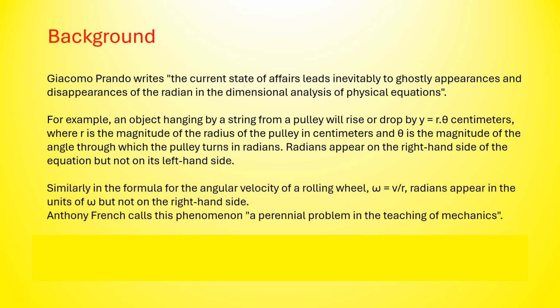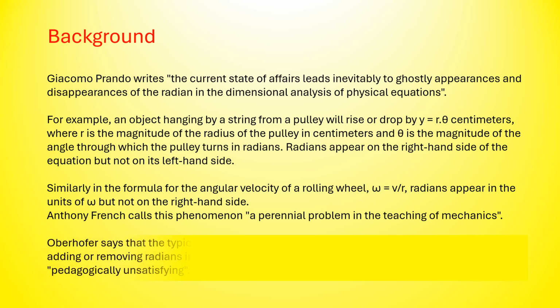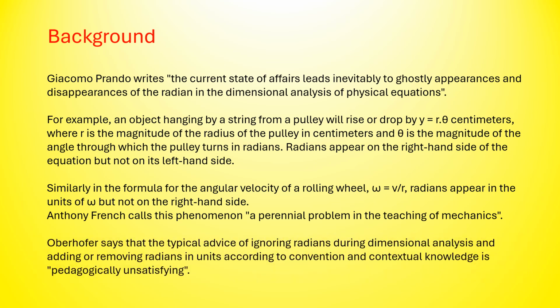Similarly, in the formula for the angular velocity of a rolling wheel, omega equals v divided by r, radians appear in the units of angular velocity but not on the right-hand side. Anthony French calls this phenomenon a perennial problem in the teaching of mechanics. Oberhofer says that the typical advice of ignoring radians during dimensional analysis and adding or removing radians in units according to convention and contextual knowledge is pedagogically unsatisfying.